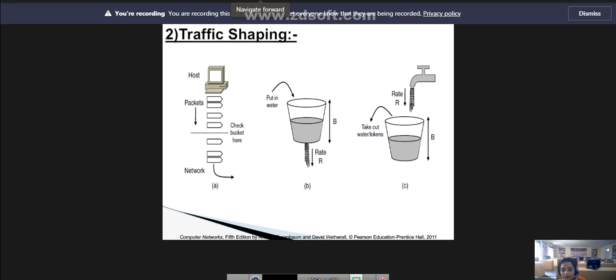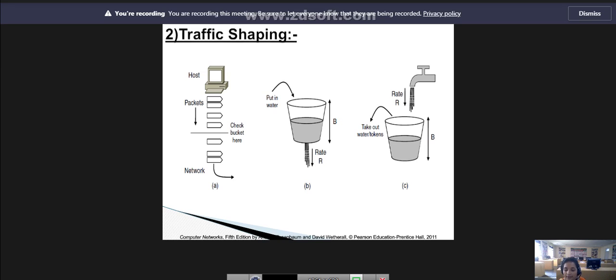Two types of algorithms are used for traffic shaping. One is the leaky bucket algorithm. Think of a bucket with a small hole in the bottom; the water is stored in the bucket and leaks out through the hole. If the bucket is full, any additional water entering it spills over the sides and is lost.